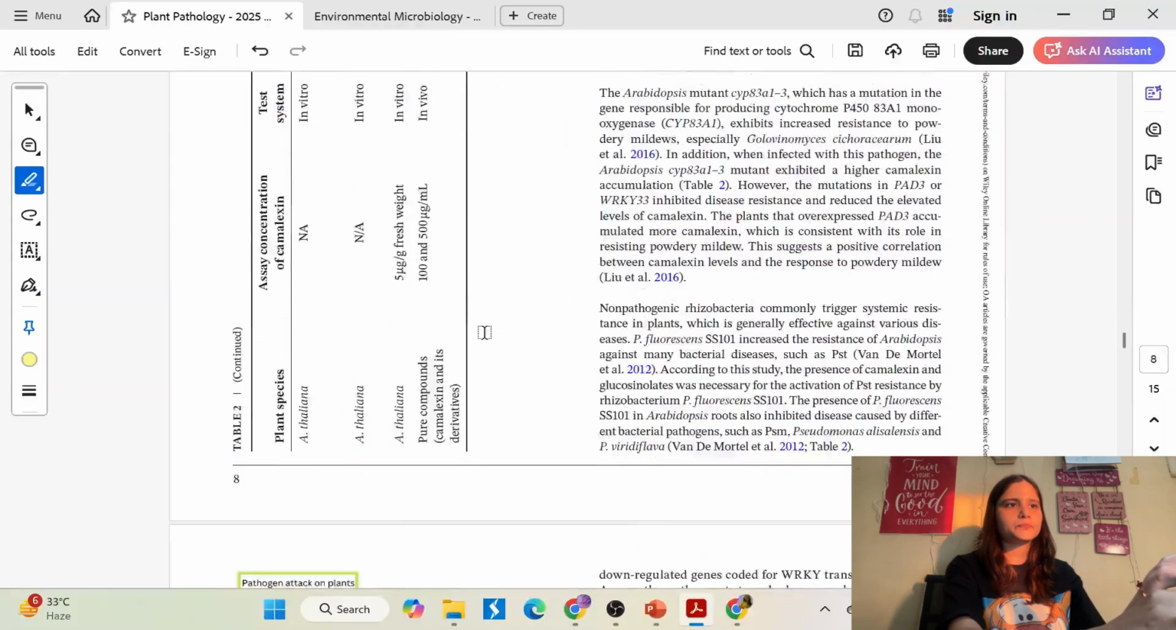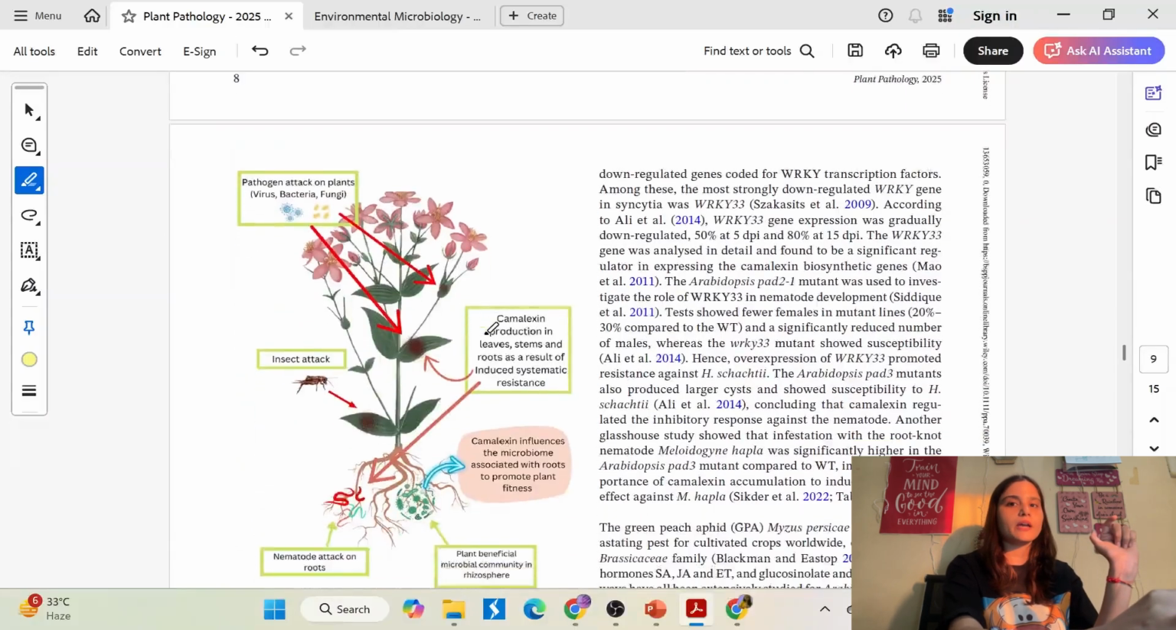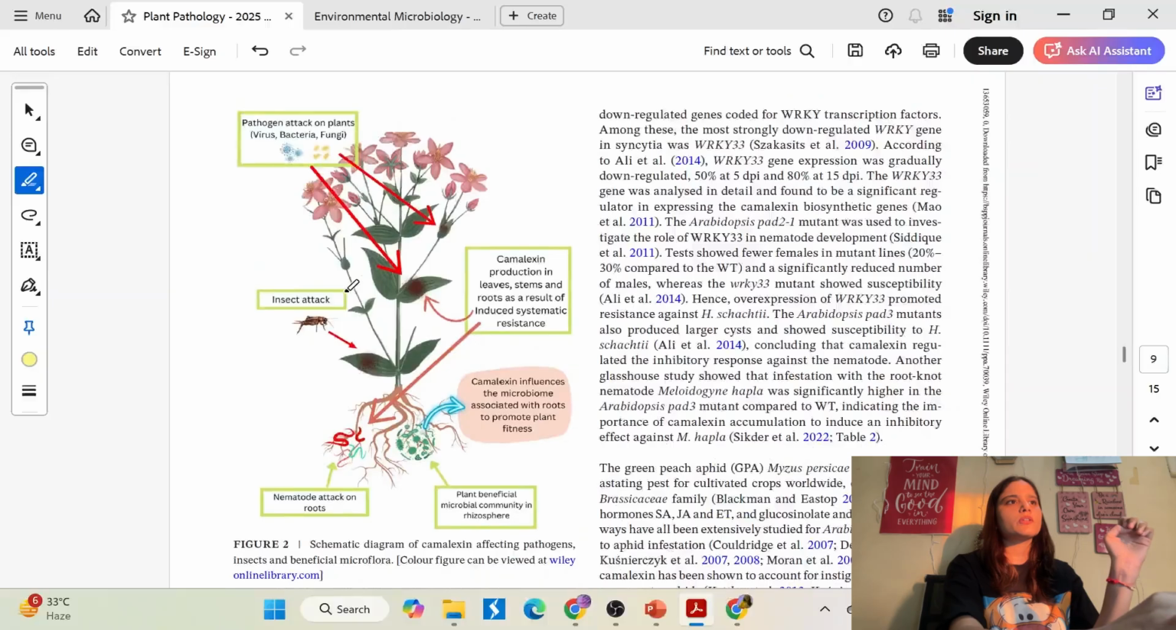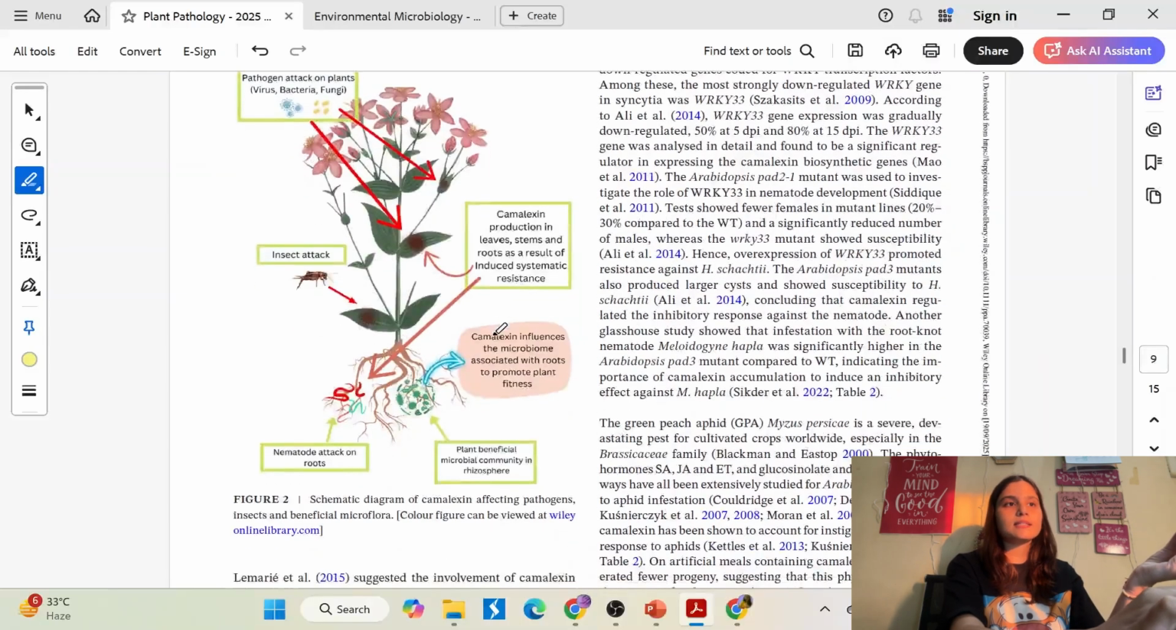Moving ahead, the second part is they have added an image in which they have shown that generally the pathogen or virus attacks the plant. Okay, then the production of phytoalexin is initiated. Also they have highlighted that this camalexin influences the microbiome associated with roots to promote plant fitness. This concept is stated below.